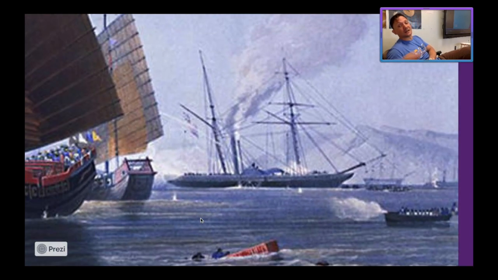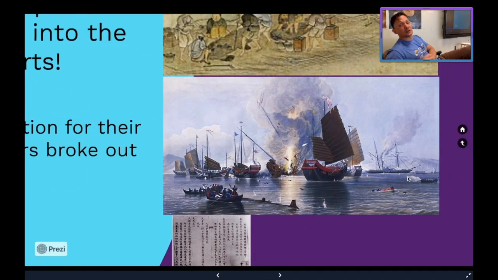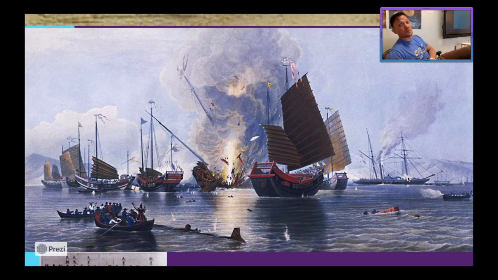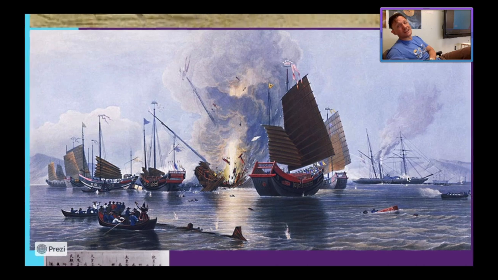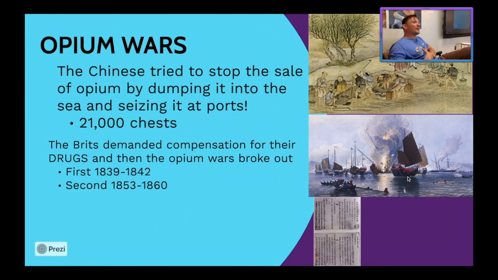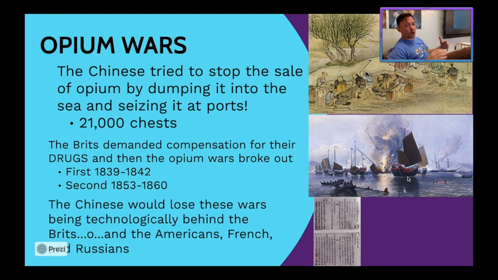It does not need wind. It has long-range cannons on the front of it. It will literally destroy anything in its path, and it's fighting against an army that is still going into this with some bows and arrows and also swords and very limited firearms, if many at all, right? So both of these wars will happen, and the Chinese would lose, okay? Because they are technologically very far behind the Brits.